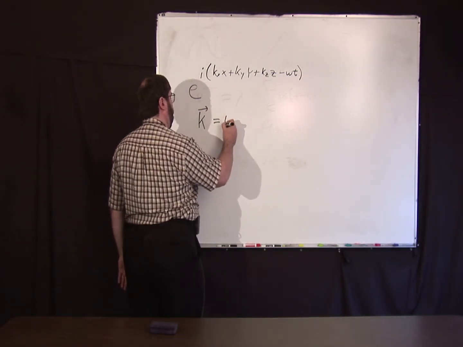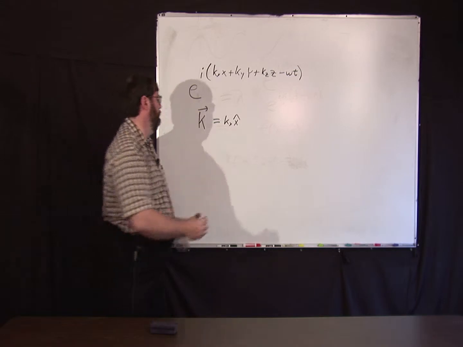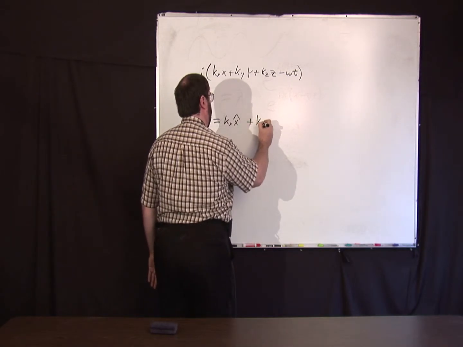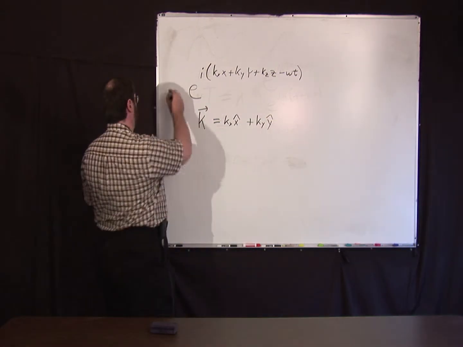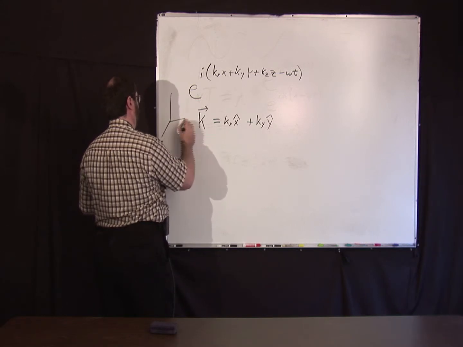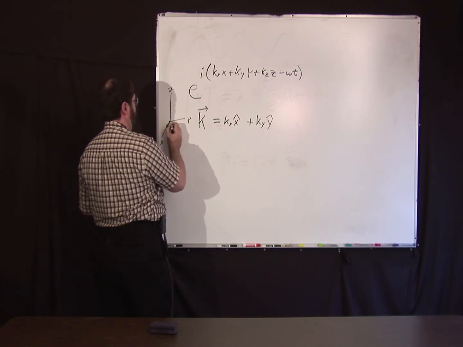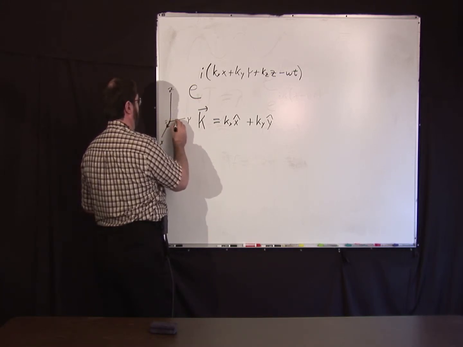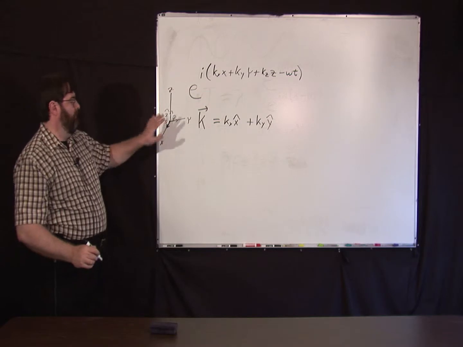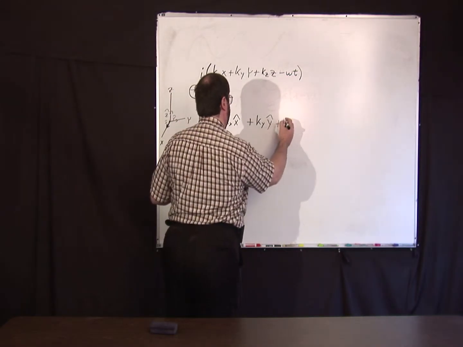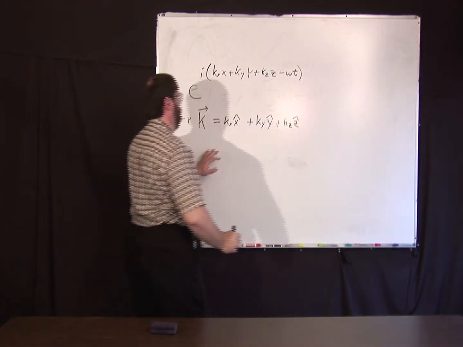So the wave vector k equals kx x hat, which is a symbol for a vector of unit length in the x direction, plus ky y hat, which is the unit vector in the y direction. If we draw a three-dimensional coordinate system x, y, z, x hat is a vector of length 1 in the x direction, y hat in the y direction, z hat in the z direction. So plus kz z hat, the unit vector in the z direction.